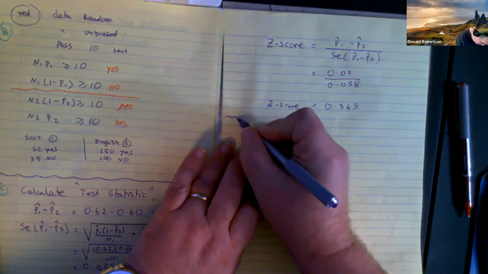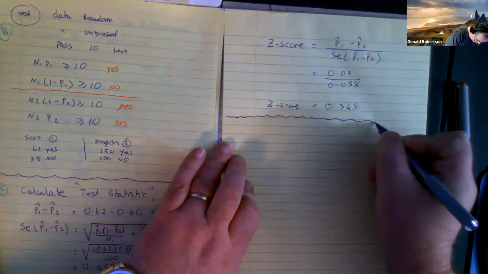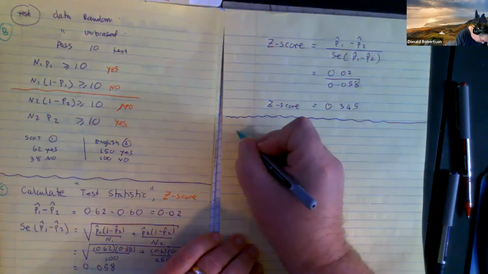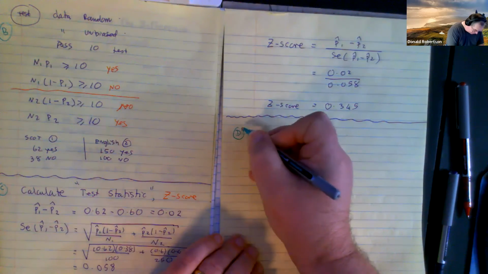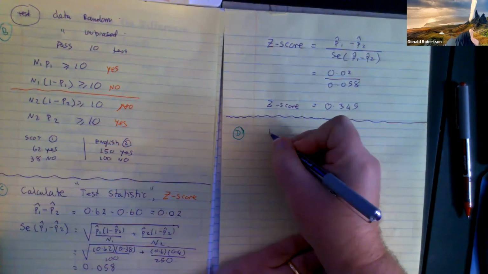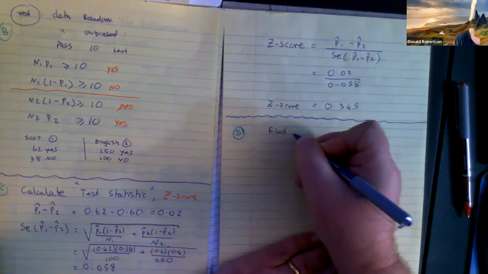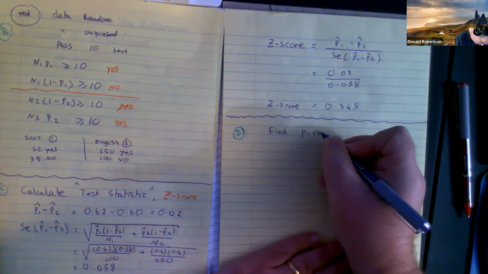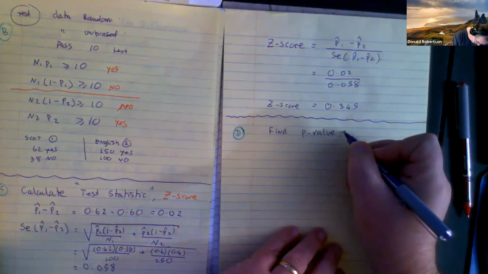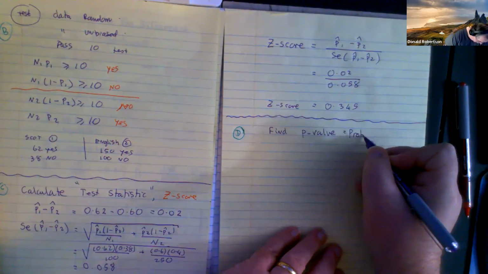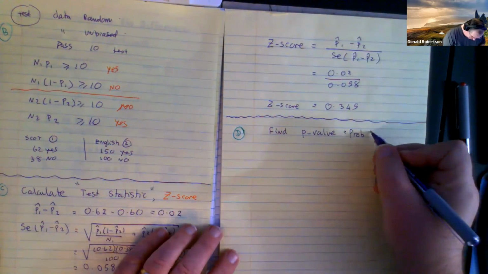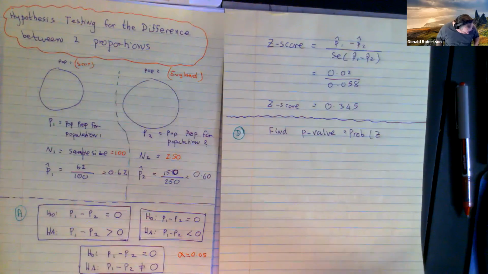So where do we go next? Well, the next stage, step D as I'm calling it, is we are now going to find the p-value. And the p-value is a probability that you get that Z-score. And let's return to our story.